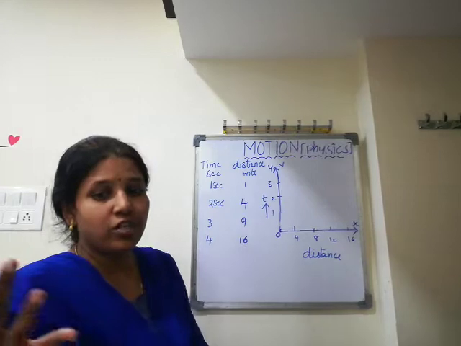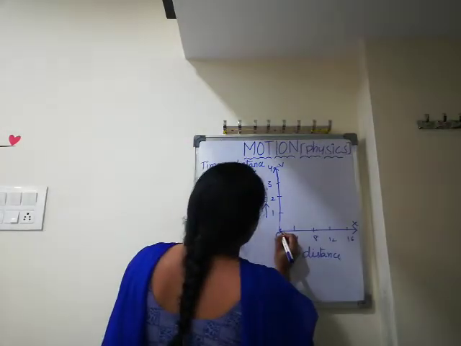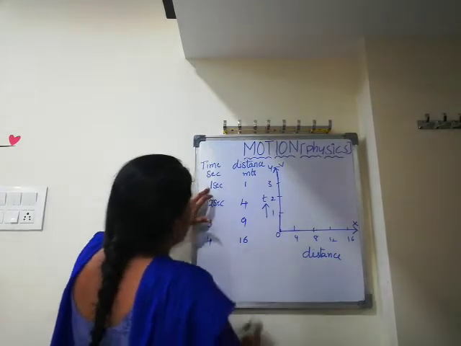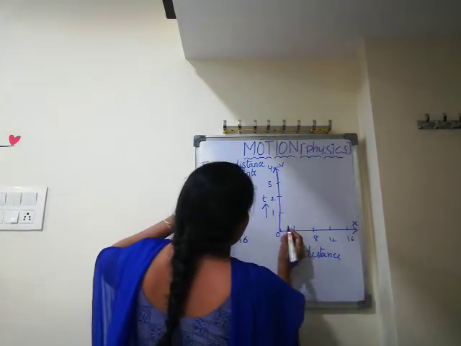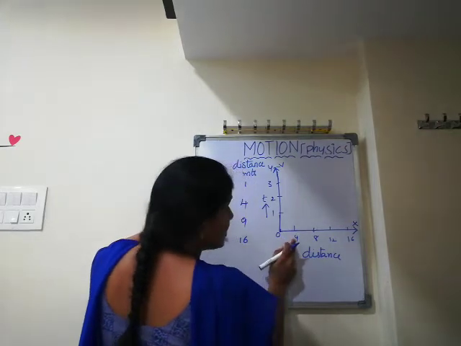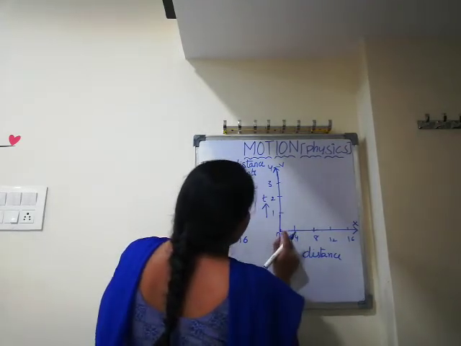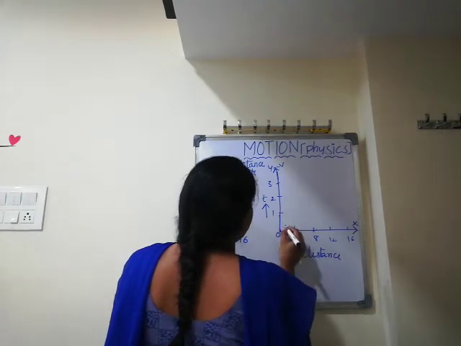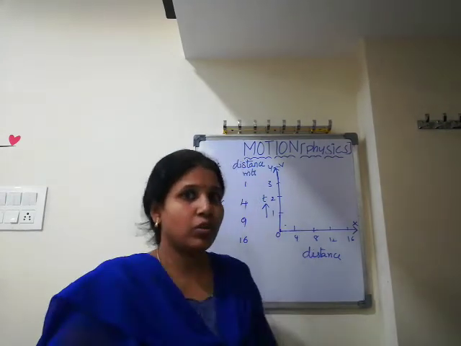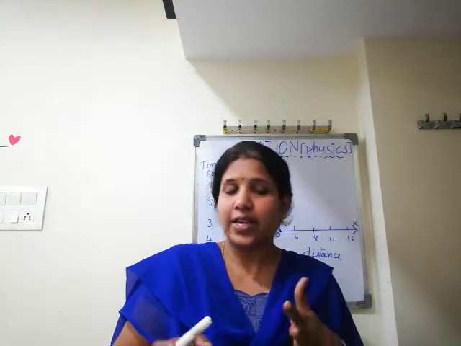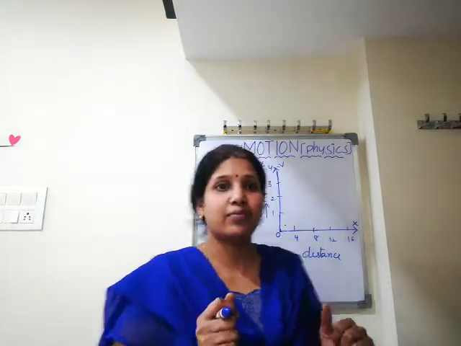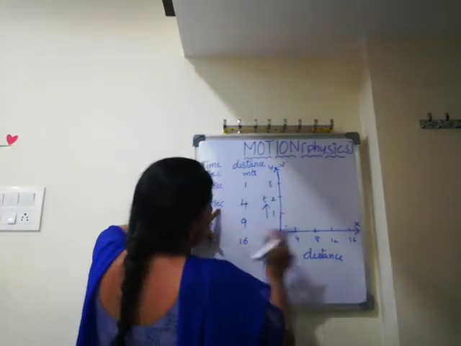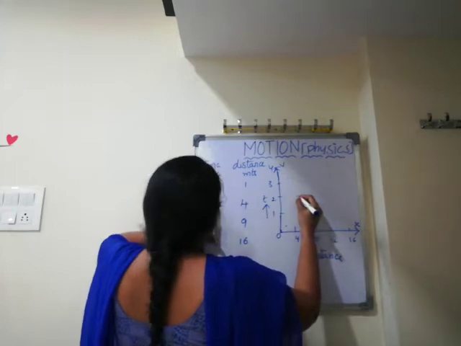Initially, at 0 seconds, the distance travelled by that object is 0. At the 1st second, what is the distance travelled? 1 meter. Here it was starting with 4 meters. Yes or no? 1, 2, 3, 4. So here I am taking 1 meter. If you draw that on graph paper, you will get exactly the shape of the graph. Now at the second second, what is the distance travelled? 4.